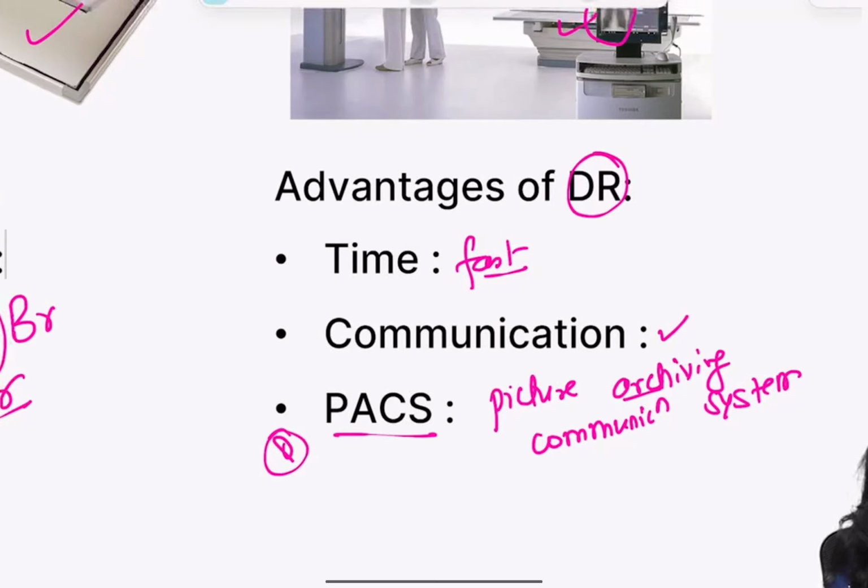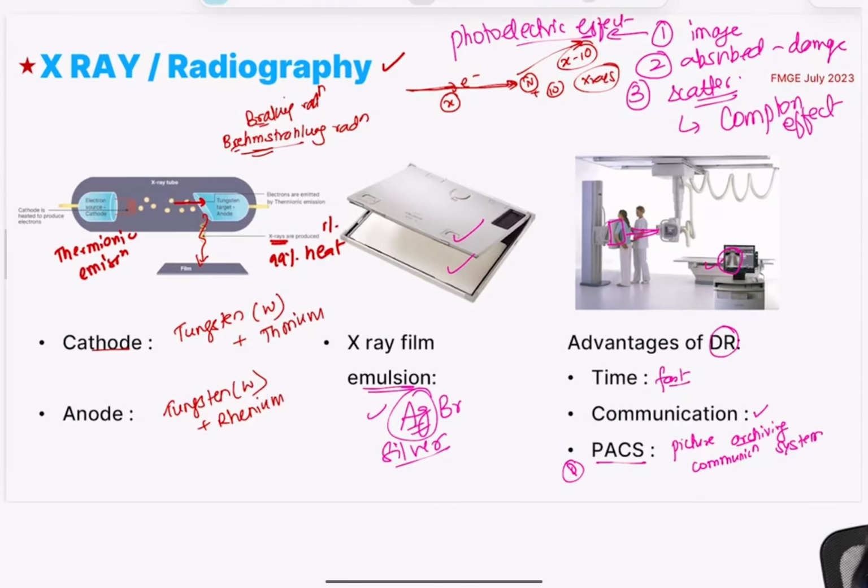So PACS is a system which is picture archiving and communication system, which allows the communication of the images in the various departments in the hospital. So for example, let's say that a patient has undergone digital X-ray in the radiology department because of a fracture. The orthopedic consultant can see that image in his cabin itself. So that is the digital communication happening because of PACS.